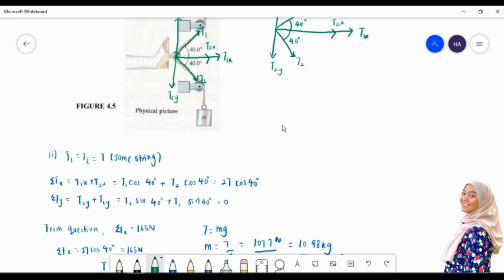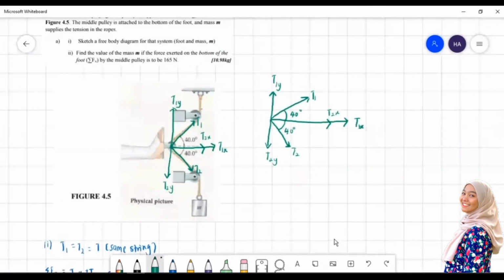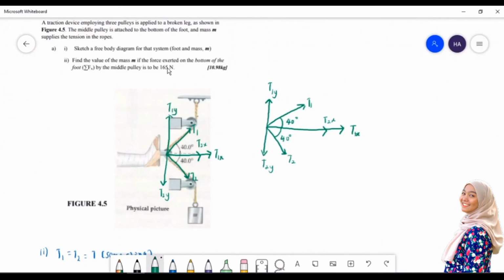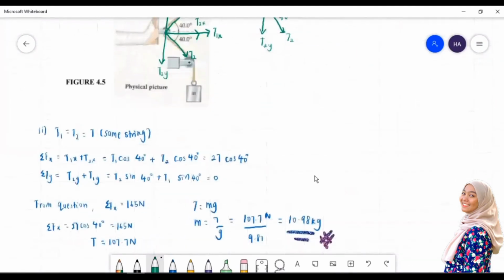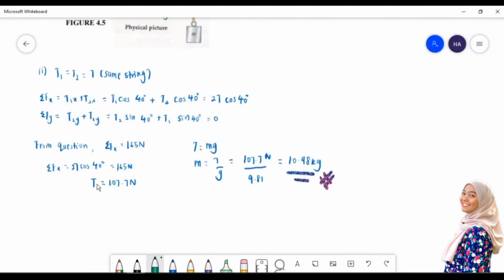So for paksi y, so Fy equals to T2y tambah dengan T1y. So T2 sin 40 sebab dia tak pada paksi y. Dan T1 sin 40 equals to 0. Okay. Dalam question sendiri dia kata Fx equals to 165 Newton. Jadi kita masukkan sahaja nilai dia. Fx equal to 2T cos 40 yang kita dapat tadi equal to 165 Newton. So kita dapatlah tension dia 107.7 Newton.